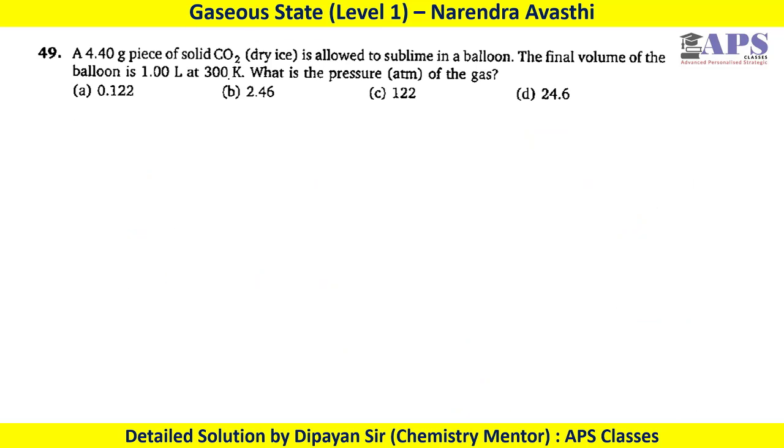In question number 49, a 4.40 gram piece of solid CO2 is allowed to sublime in a balloon. The final volume of the balloon is 1 liter at 300 Kelvin. What is the pressure of the gas?